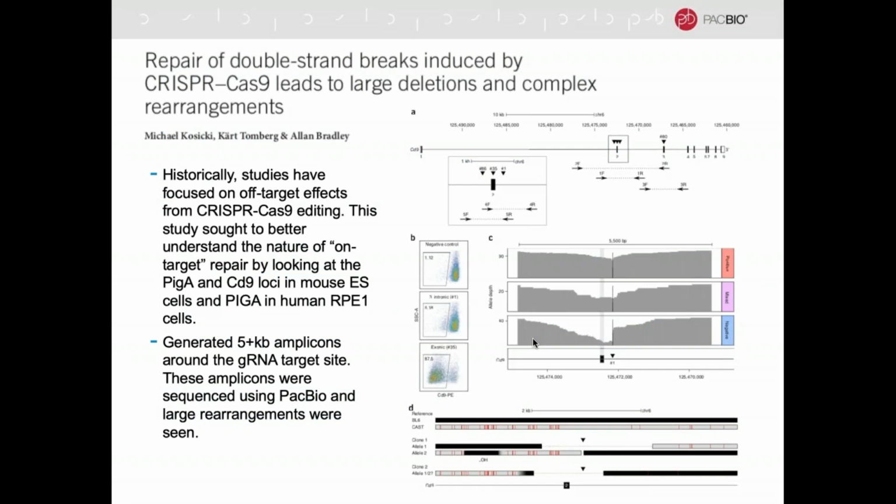Here's an example using this strategy to look at the specific site of a Cas9 modification. Generally, it's thought that Cas9 will act on a site and leave behind little to no scar. In this case, they looked at a larger region, 5 kb, around the gRNA target site, and what they found was fairly large rearrangements that could be seen because they were able to use these high quality, longer reads to look at a larger region of the DNA.